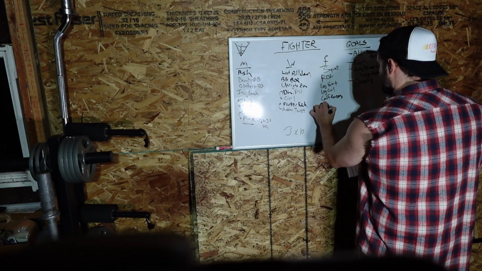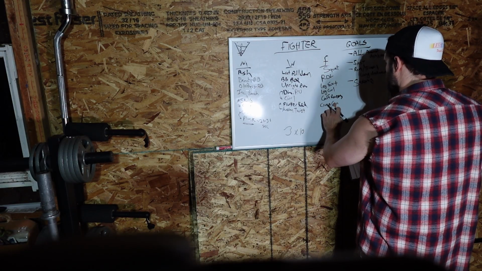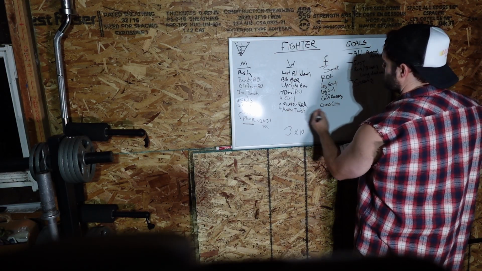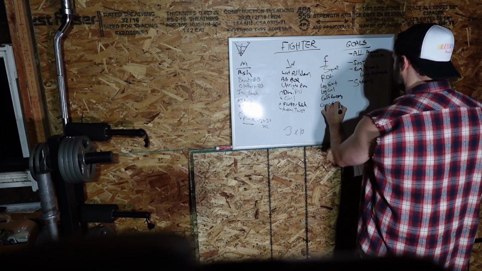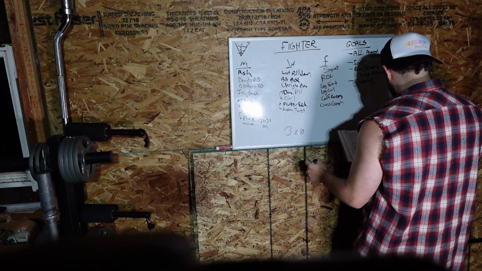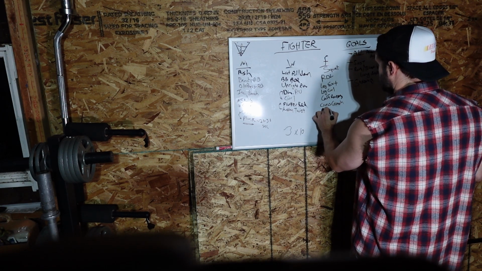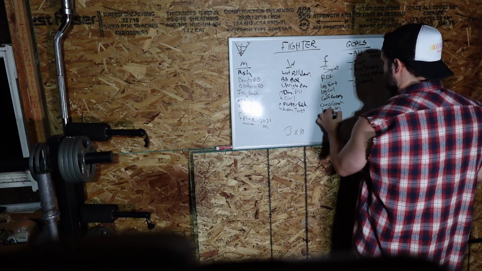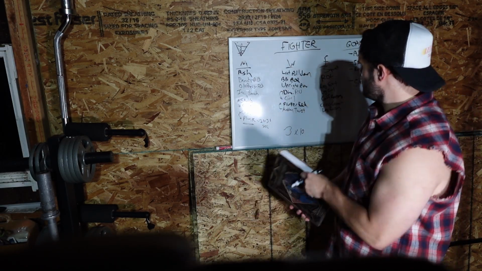We can do cross crunch, which is like a regressed version of a flutter or a Russian twist. And then just regular leg raises. So kind of like a regressed flutter kick, but slower.